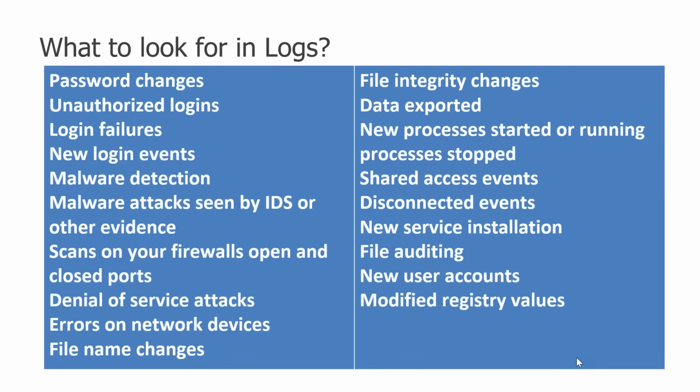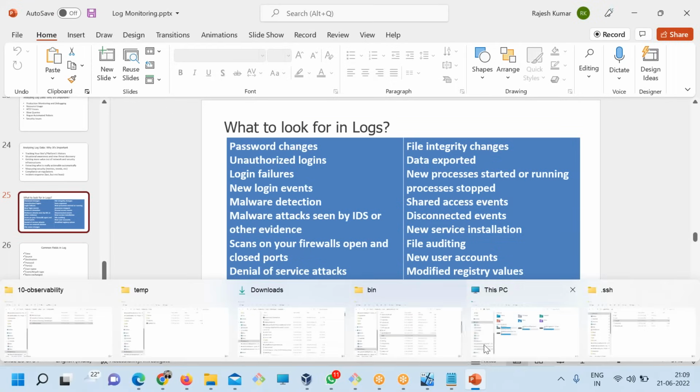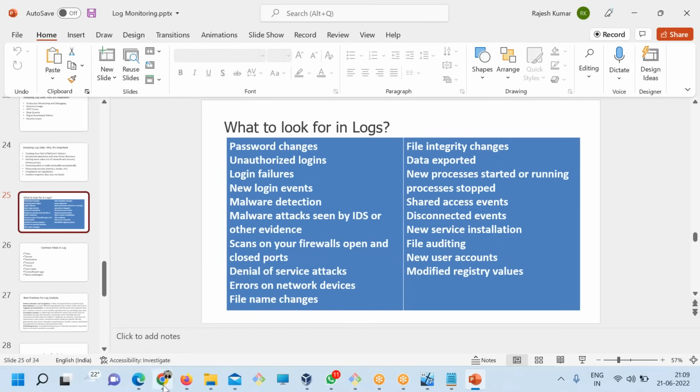What to search for? This will be a learning exercise. When you monitor Windows or machines or some logs, what should you search? Just as guidance, you should search: someone has changed the password in the log, unauthorized login failures, new login events, malware detections, firewall ports opened and closed, DDoS attacks, errors in the network, file name changes, file integrity changes, and many more. So now you should know what to search, but I will teach you how to search.